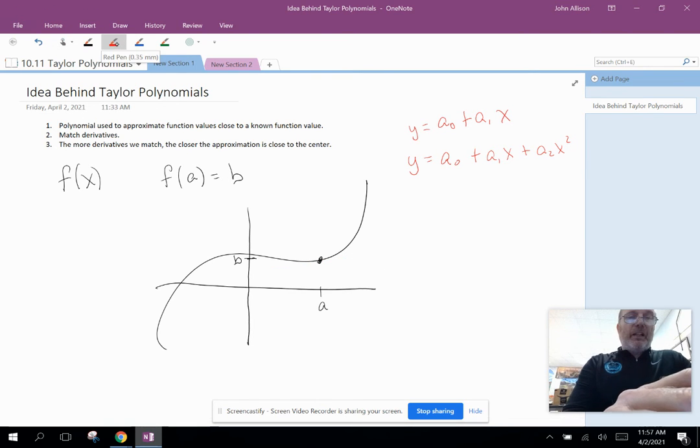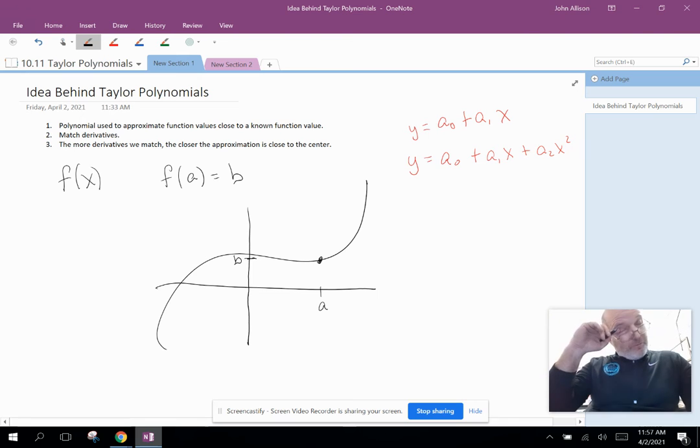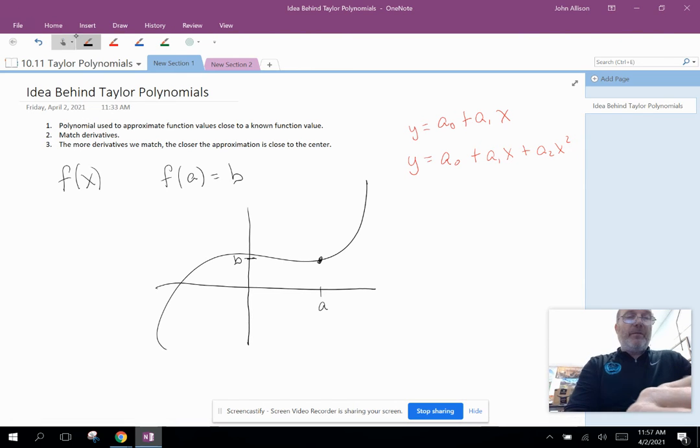If it matched the first and second derivative, now it's not only a line, because if it matches the first and second derivative at a, it's also got to match the concavity. So this is going to go through that point, but it's also going to be concave up like this one is. And so we would expect it to be a better approximator.